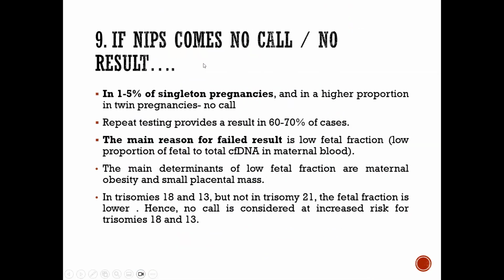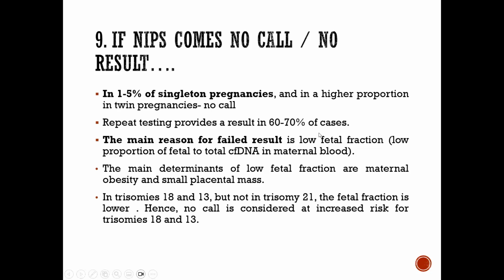Now, another frequently encountered thing is if NIPT comes as no call or no result. So what to do? If we are sending NIPT, it can come as low risk, high risk, or no call. In 1 to 5% of singleton pregnancies, and in a higher proportion in twin pregnancies, NIPT can come as no call. Repeat testing can give a result in 60 to 70% of cases.